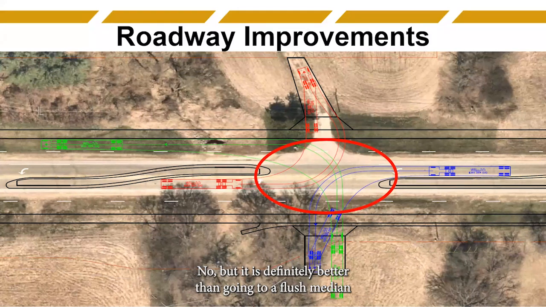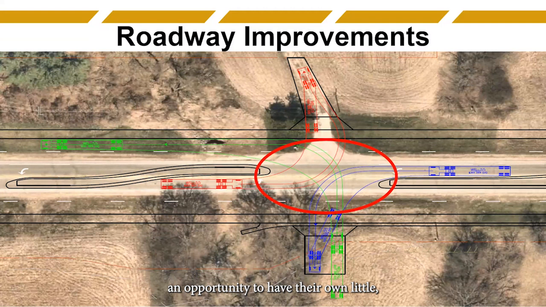Is it perfect? No, but it is definitely better than going to a flush median, because we are still providing a positive deterrence from people crossing in areas we don't want them to cross. And at the same time, we are giving the people that are going to be turning an opportunity to have their own little turn-off space off the main line. So that is why we did what we did with the median.